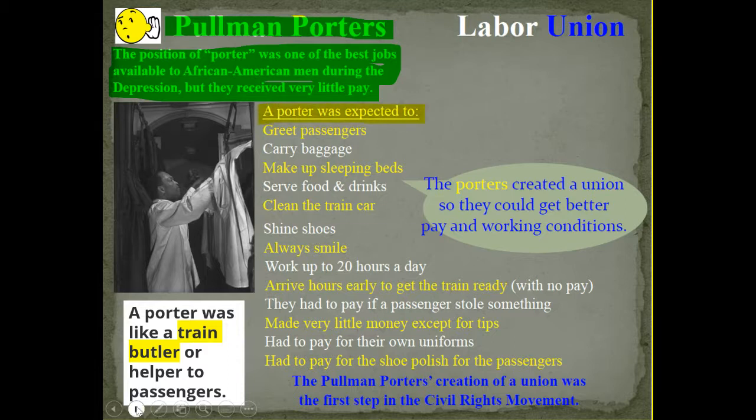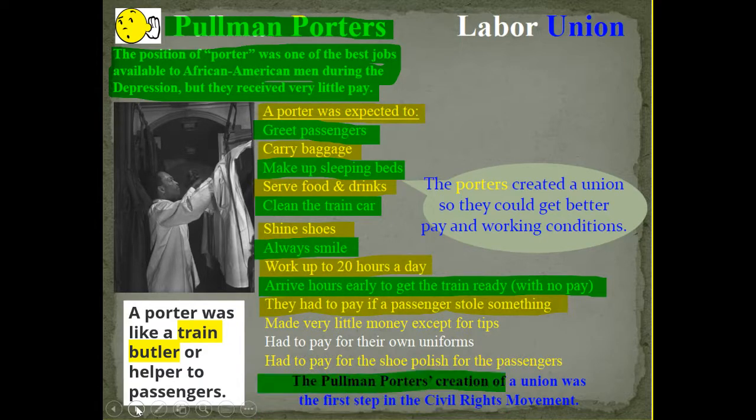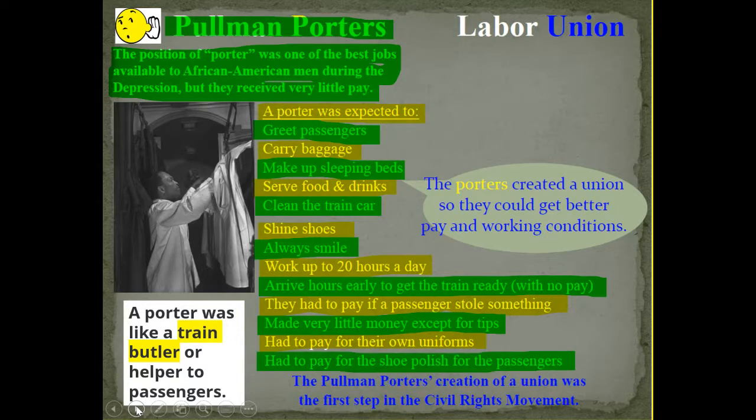A porter was expected to greet passengers, carry baggage, make up sleeping beds, serve food or drinks, clean the train, shine shoes, always smile, work up to 20 hours a day, and arrive early to get the train ready with no pay. They had to pay if a passenger stole something. They made very little money except for tips. They had to pay for their own uniforms and for the shoe polish for the passengers.